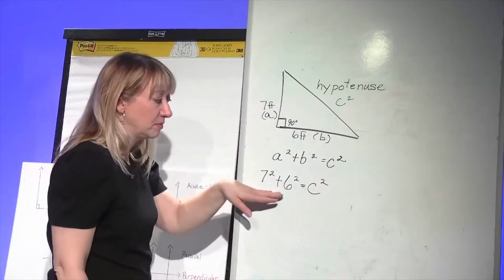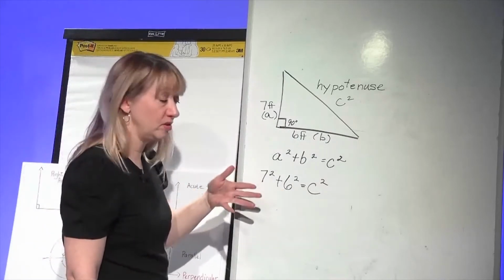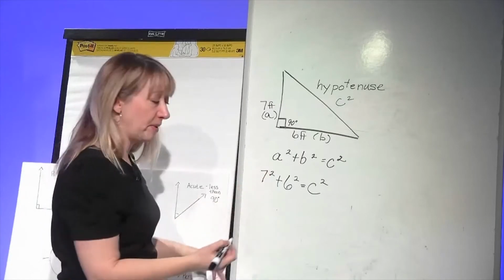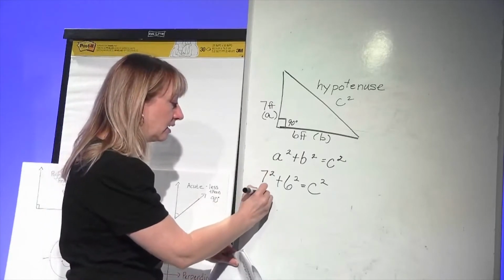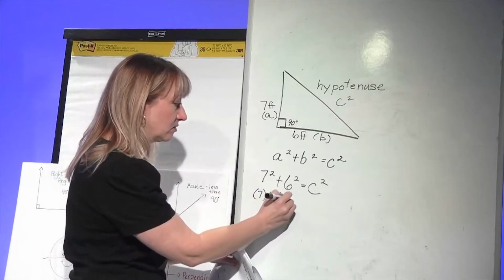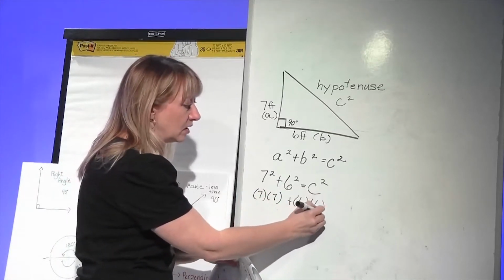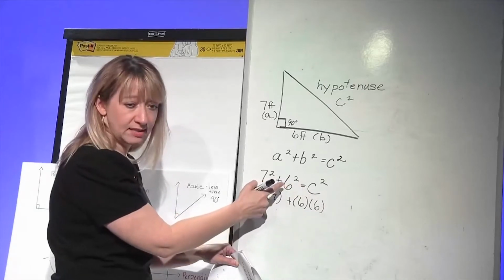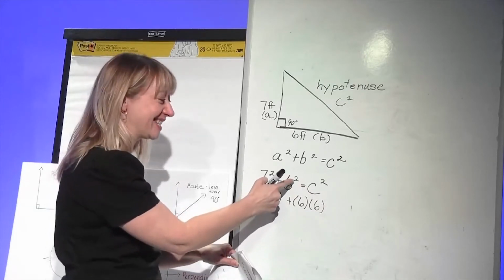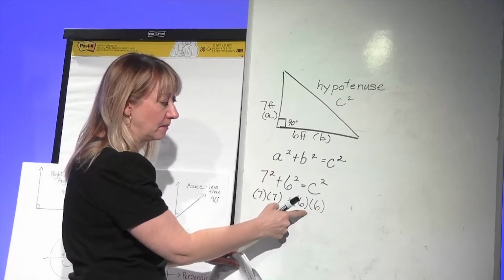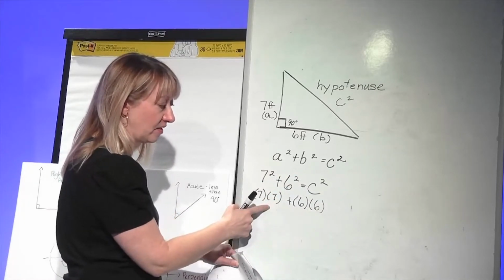These are pretty basic multiplication, but if you're not sure, you can always use your calculator. Remember that squared means the number multiplied by itself. So 7 squared is 7 times 7. 6 squared is 6 times 6. So don't get confused with just multiplication. It's not 6 times 2, it's 6 times 6. This is 6 squared. This is 7 squared.